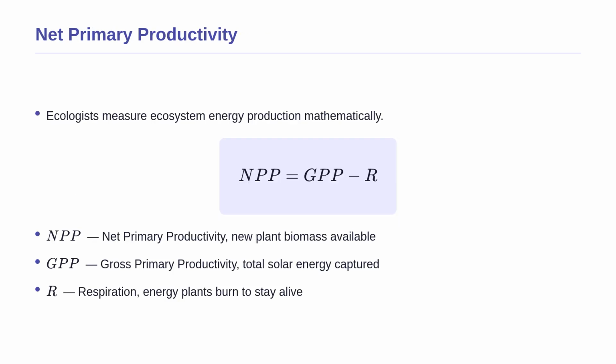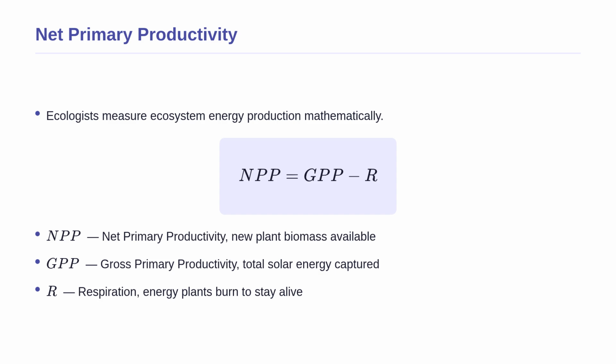To truly understand how well a terrestrial ecosystem is functioning, we cannot just look at the trees. We must measure the system's energy production mathematically. This brings us to a foundational concept called net primary productivity. The formula is NPP equals GPP minus R. Let us break that down.